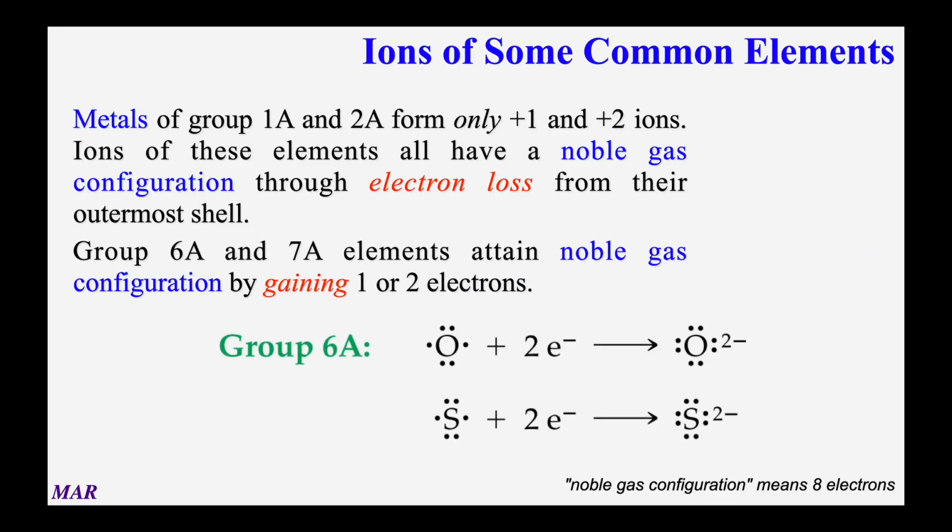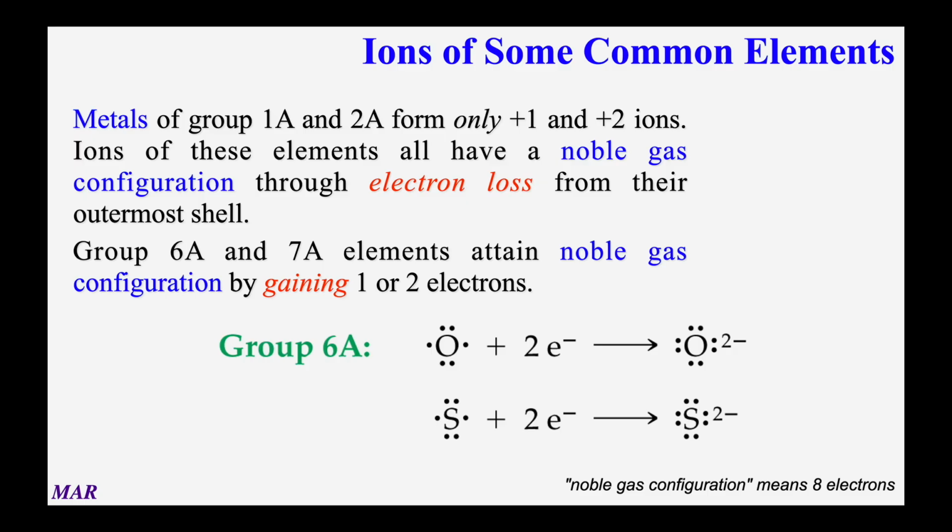Now, on the other side of the periodic table, groups 6A and 7A, which are nonmetals. Group 6A has oxygen, sulfur, etc. Group 7A has chlorine, fluorine, bromine. The 7A is the halogens. They can attain this noble gas configuration by gaining electrons. So oxygen likes to gain 2 electrons, and sulfur. Chlorine likes to gain 1 electron. So you can hopefully see that some of the groups have predictable ionic charges.